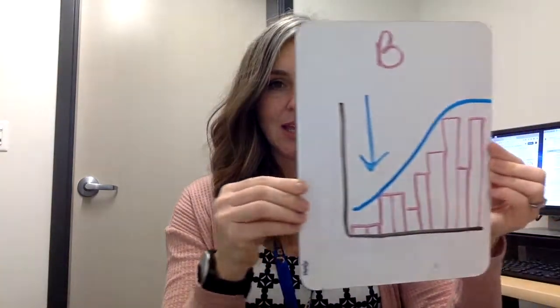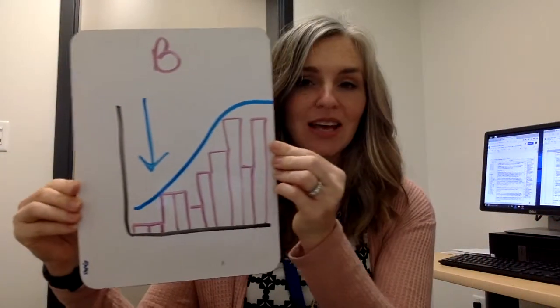Make sure you know what the answer is, because I'm about to tell you. It is B. Skewed to the left because the tail is on the left.